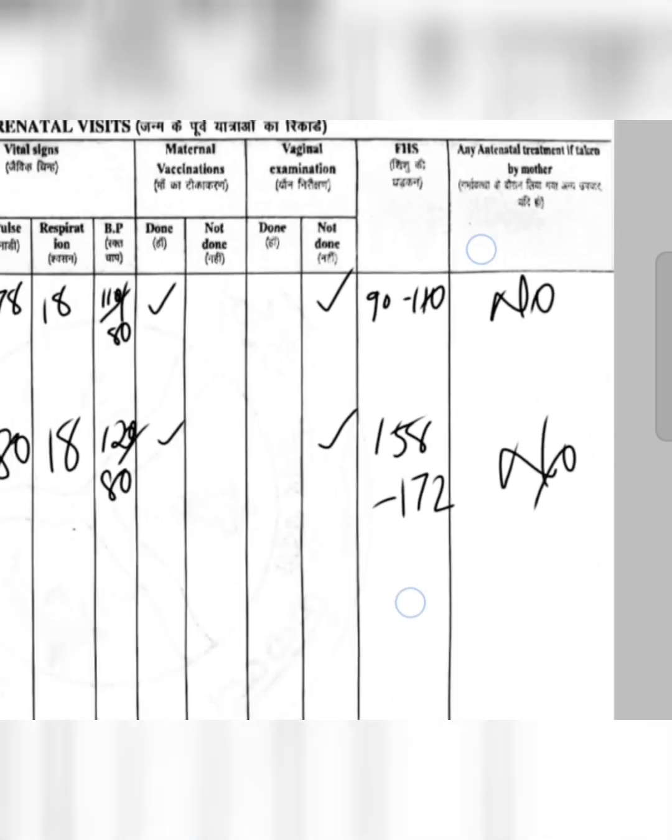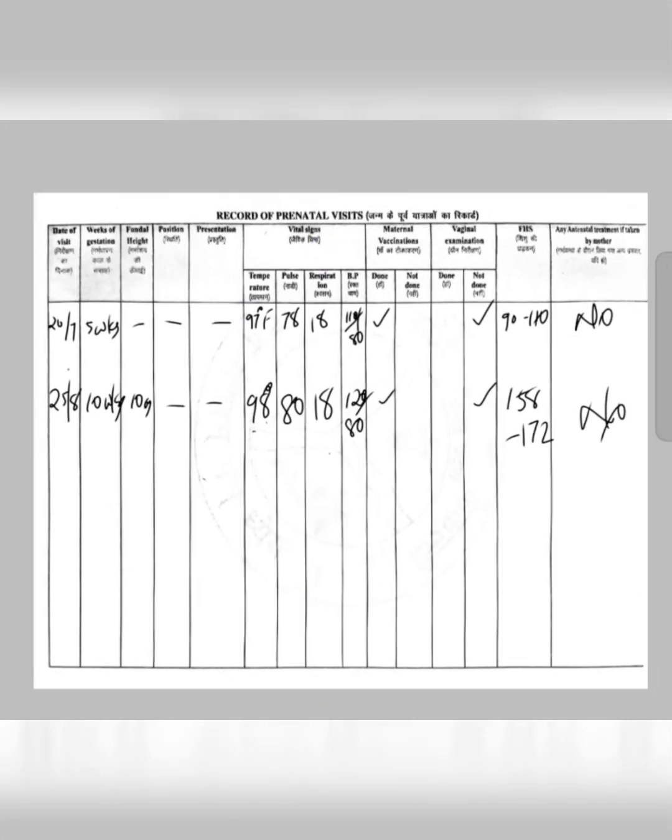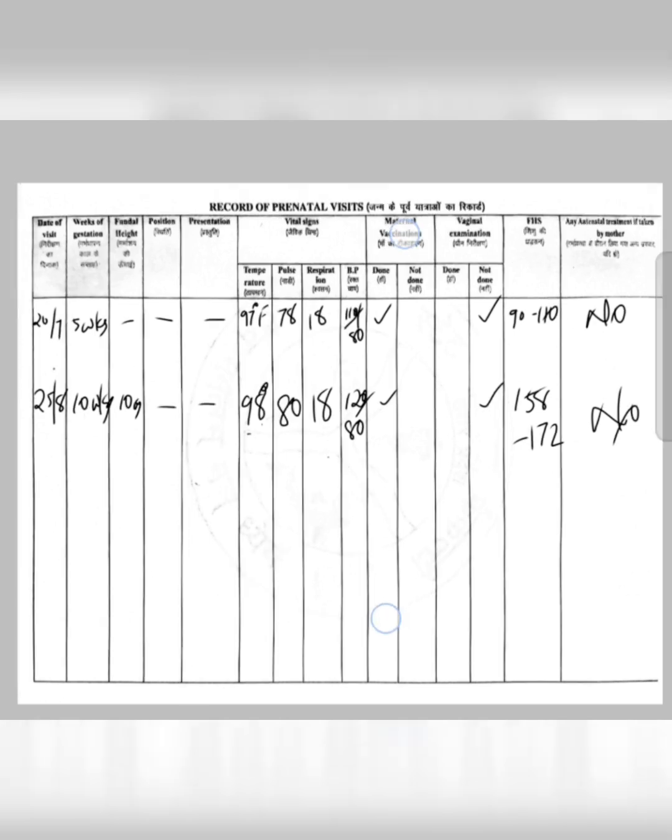Next one is temperature, 98 degrees Fahrenheit, 80 beats per minute is the pulse. Respiration is 18, BP is 120 by 80 mm of Hg. Maternal vaccinations, we already did it here, and we didn't do any other vaginal examinations. So during the 10th week of gestation, the fetal heart rate is 158 to 172, so that's why I am writing the normal values here. And she didn't take any antenatal treatments, that's why I am writing it here.